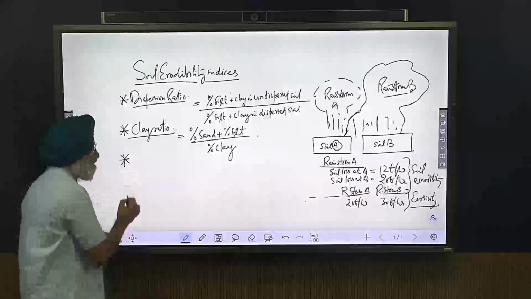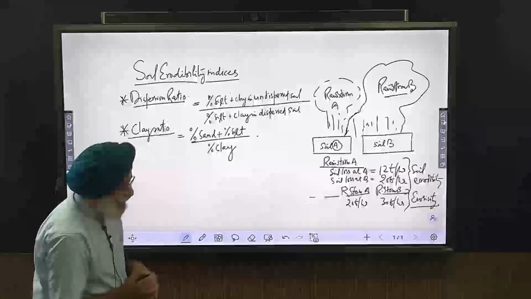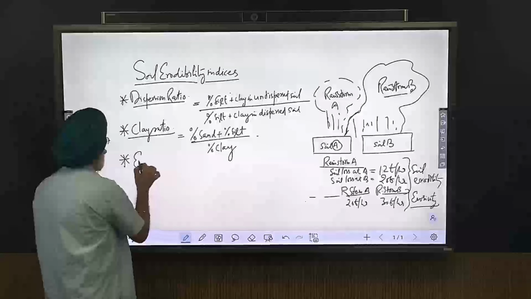Then the third is what you call the erosion ratio.